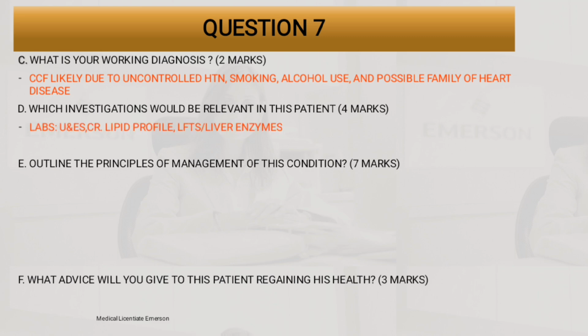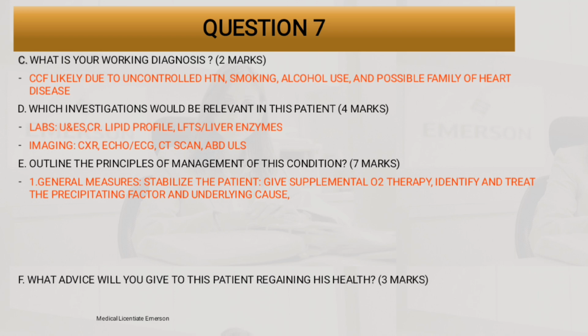Then next, further investigation for this patient. So labs, we can do U&Es, creatinine, lipid profile, LFTs, and liver enzymes. Then imaging, we can do chest X-ray, echo, ECG, CT scan, and then abdominal ultrasound. But remember, sometimes they might ask you to put investigations and put the rationale. So don't just put any. If you say something, remember the rationale that you are going to put there.